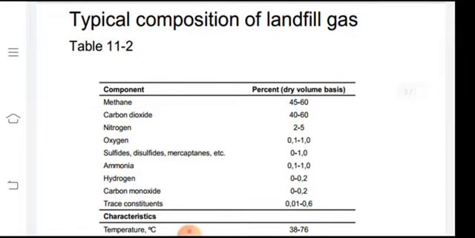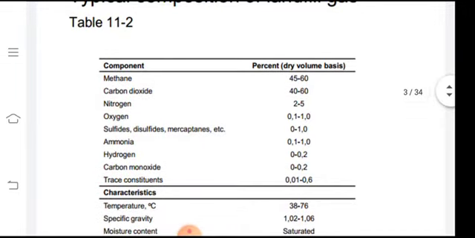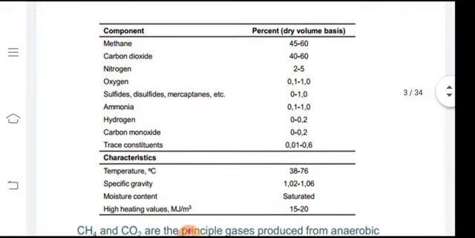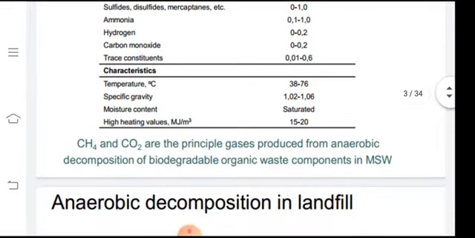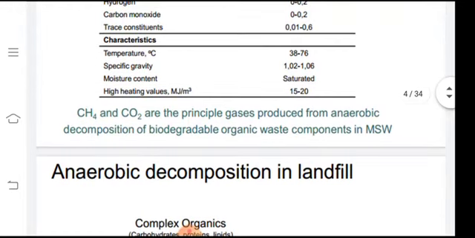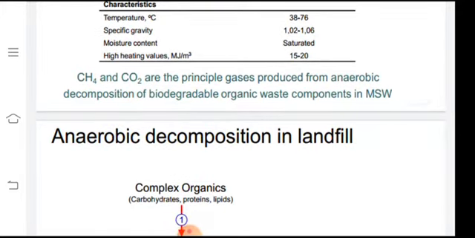Typical composition of landfill gas. Most importantly, there are two gases in higher concentration and volume: methane and carbon dioxide. Others are also there, which include oxygen, nitrogen, sulfides, ammonia, hydrogen, monoxides, and so on. The temperature is usually 38 to 78, and CH4 and CO2 are the principal gases produced from the anaerobic decomposition of the biodegradable organic waste.